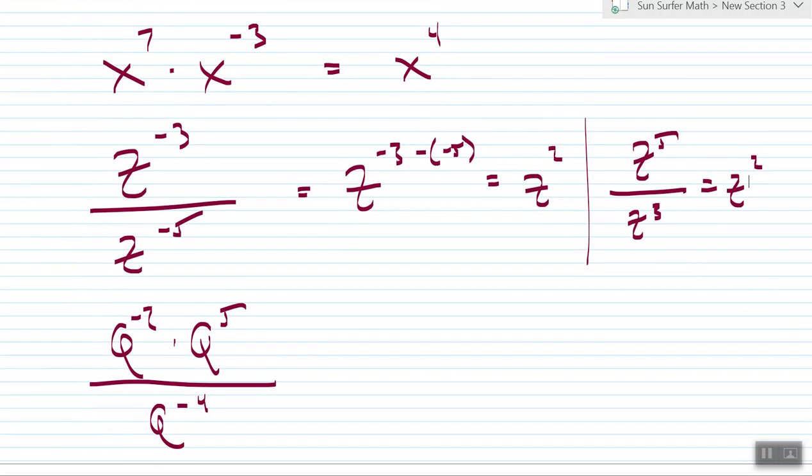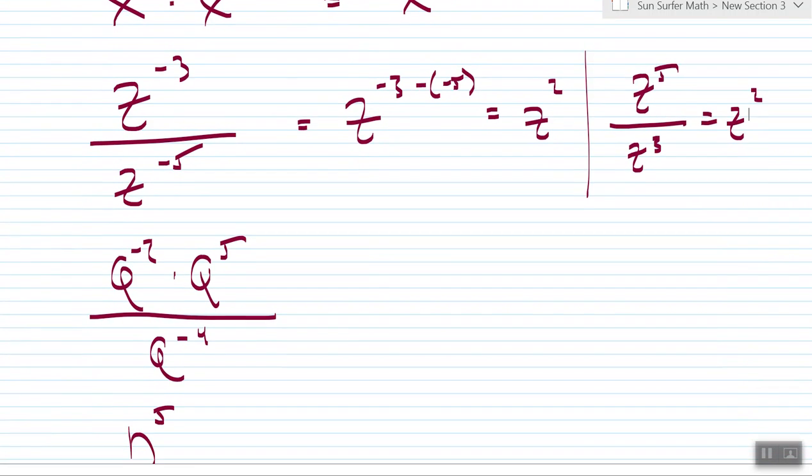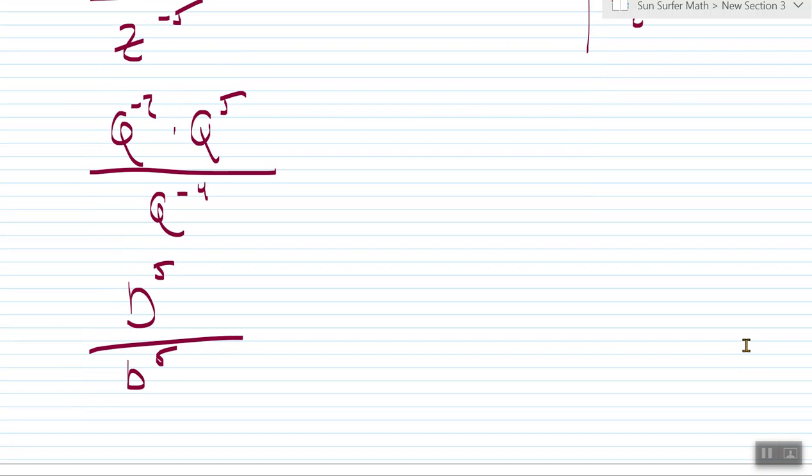In the next one, we have multiplying and dividing, so I'm just going to multiply the bases in the numerator. And so we would get q cubed divided by q to the negative 4. And now I'm dividing bases, so I'm going to subtract the exponents. 3 minus a negative 4 would be 7.